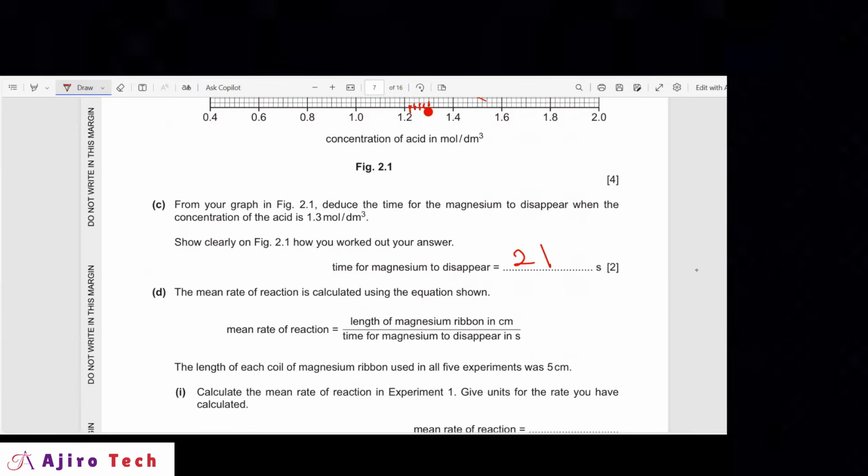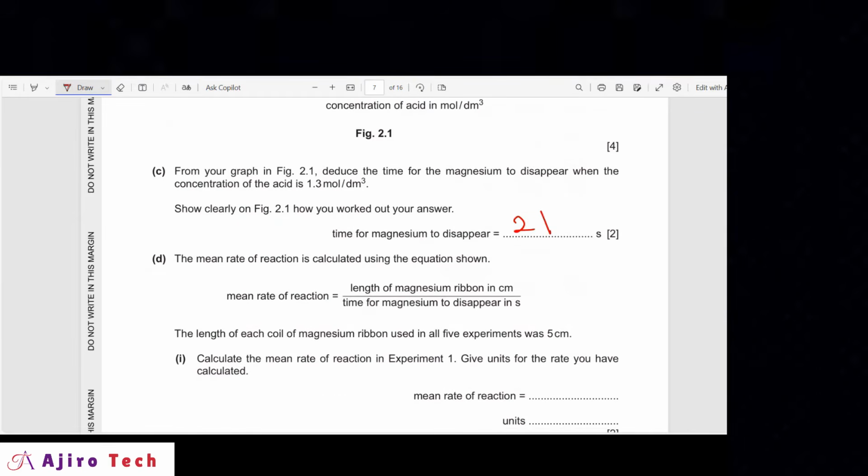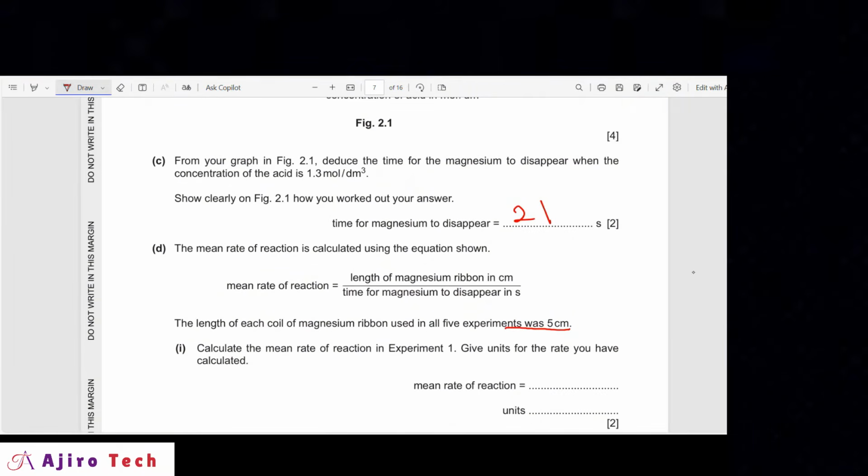All right, moving to the next question. The mean rate of the reaction is calculated using the equation: the mean rate of reaction is the length of the magnesium ribbon in centimeters divided by the time for the magnesium to disappear in seconds. We're told that the length of the magnesium ribbon is 5 centimeters. Calculate the mean rate of reaction in experiment 1. Give units for the rate you have calculated.